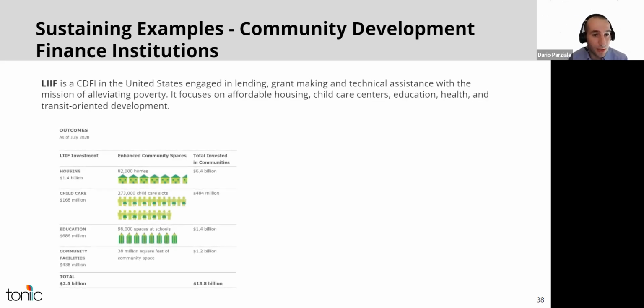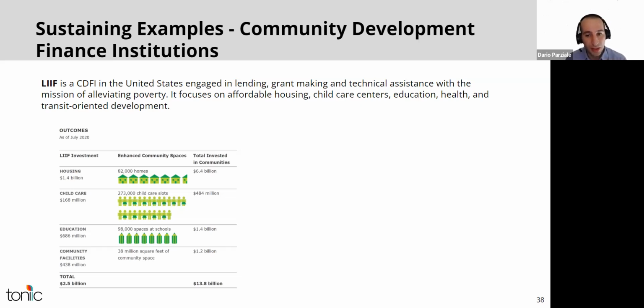For instance, the Low Income Investment Fund, also called LIIF, is a community development financial institution in the United States. It provides lending, grant making, and technical assistance with the mission of alleviating poverty. It focuses mostly on affordable housing, childcare centers, education centers, health, and transit-oriented development. LIIF has validated rigorous lending practices and internal controls that enabled the company to reach over 600 million in assets under management in 2021. And as you can see from this image, the impact is quite sizable at scale.